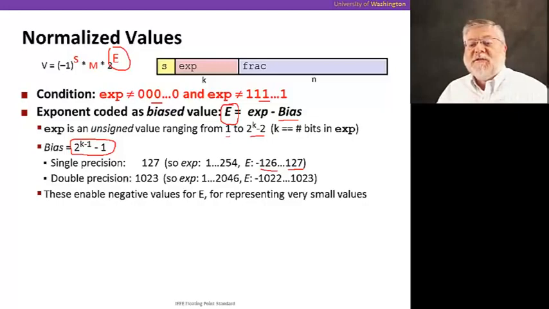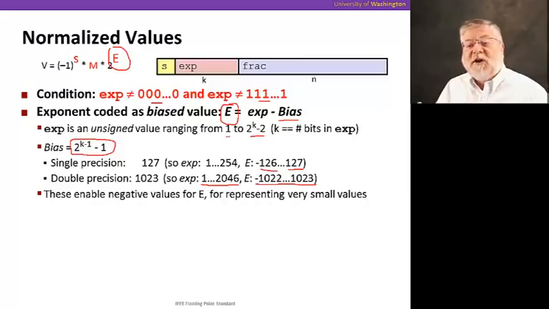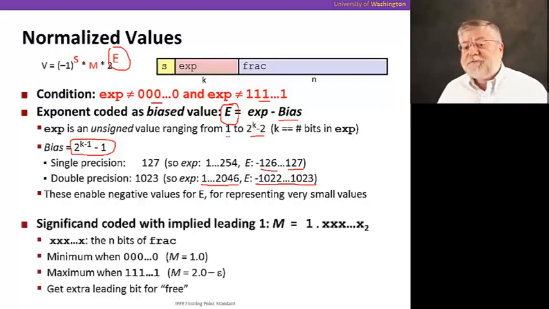For double precision, of course, we have 11 bits, so we go from 1 to 2046, and the bias is going to be a little bit more. It's going to be 1023, so that the exponents we can represent are minus 1022 to positive 1023. Okay, so these enable both these large positive exponents for representing large numbers and very small values by having a very negative exponent.